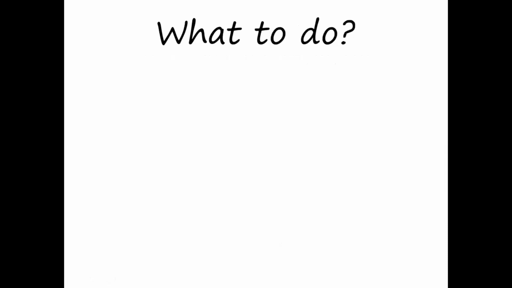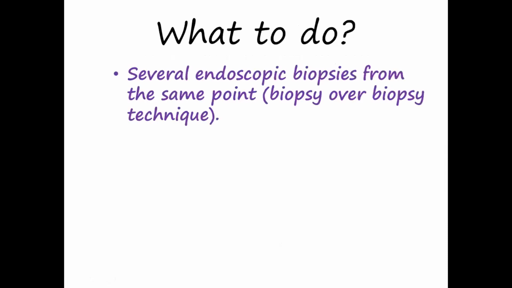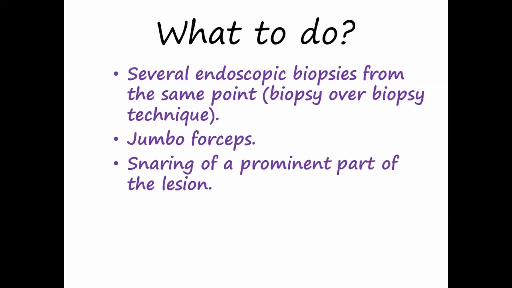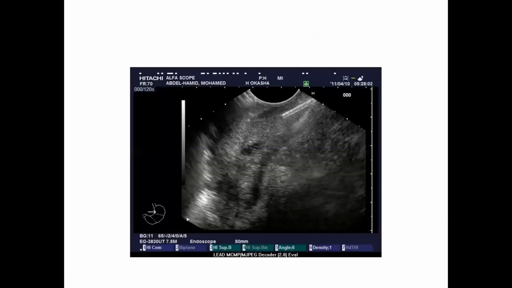Then what to do for histopathological diagnosis? Some recommend several endoscopic biopsies from the same point. That is what is known as the biopsy over biopsy technique. Some recommend doing jumbo biopsy by jumbo forceps. I didn't use it before. Some recommend snaring of a prominent part of the lesion. This is very yielding and very effective, but sometimes carries a little risk of bleeding. Then why not do EUS-guided fine needle aspiration?